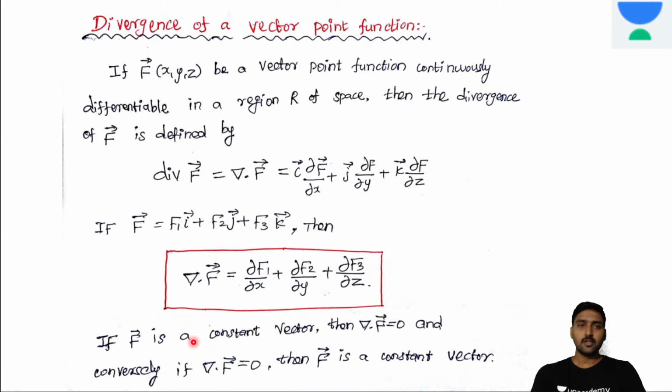So what is meant by divergence of the vector point function? If f vector of x, y, z be a vector point function continuously differentiable in the region R of space, then the divergence of f vector is defined by divergence of f or del dot f. Divergence of the vector will be denoted by these 2 methods.